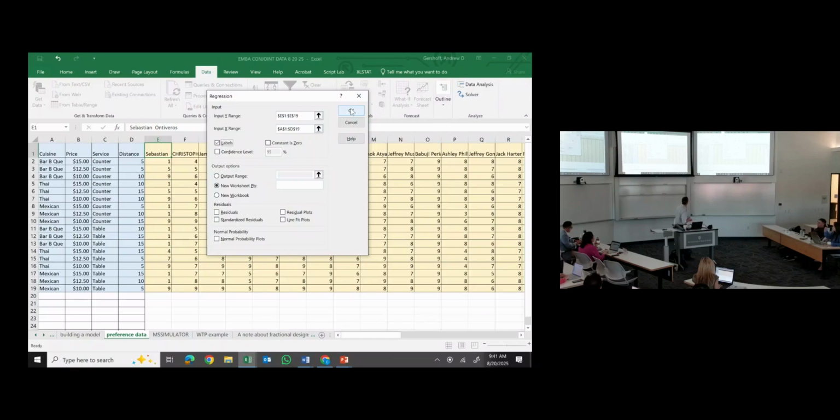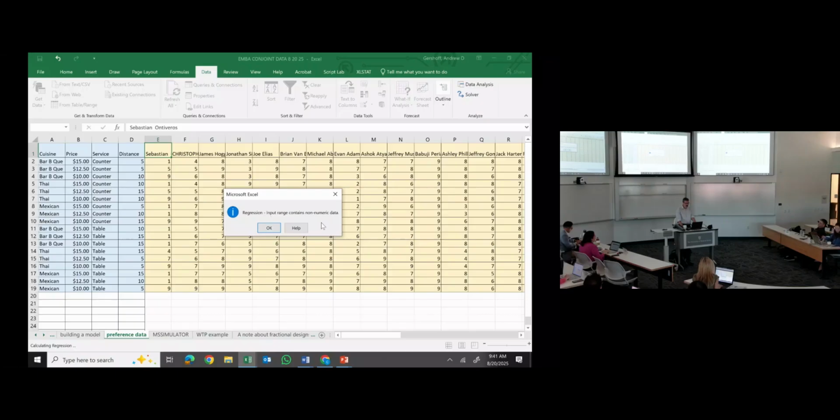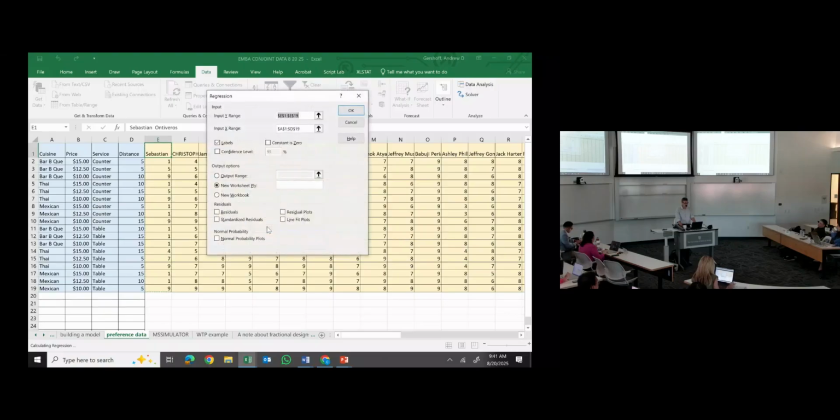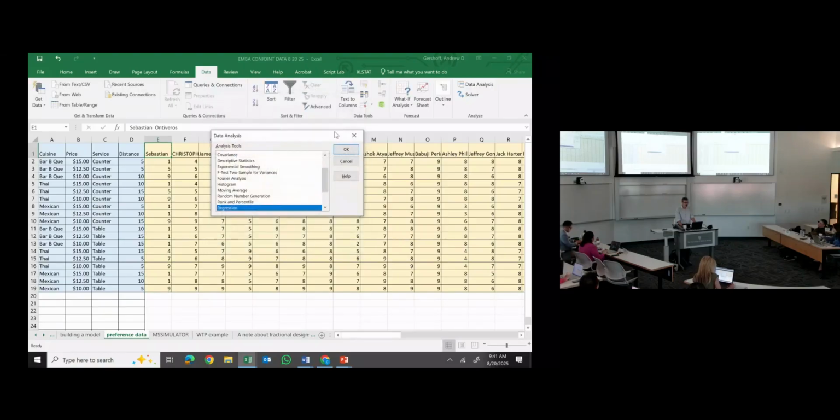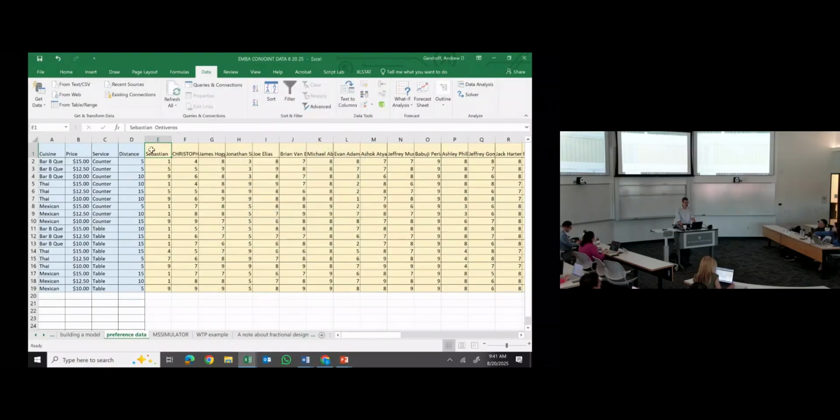Because you need to translate your text into numeric values. Absolutely, right? So we can't just run this regression that easily because these are categorical variables, aren't they? So we've got cuisine and service as categorical variables. So if I say okay, it's going to tell me the input range contains non-numeric data, and so I'm not able to run this yet. So there's another step that we have to do before we do this. So let's cancel this. We'll come back to you, regression, good friend of ours.